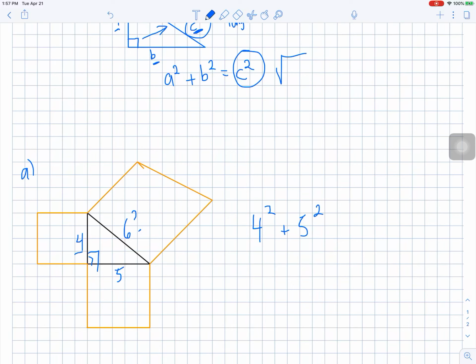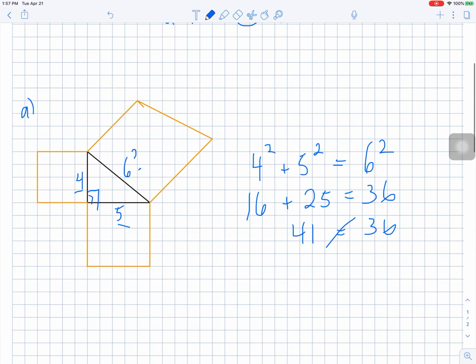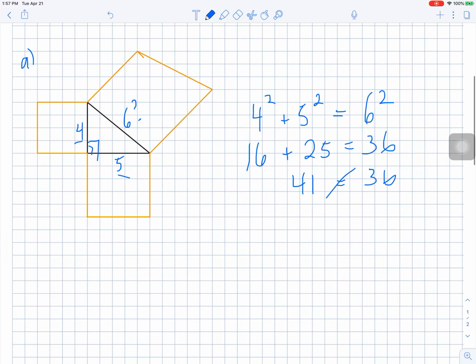If we go 4 squared, so I grabbed this one, plus 5 squared, that one, should equal 6 squared. So let's try it. 16 plus 25 equals 36. Does that work? No. We got 41 equals 36. It doesn't equal. It's not going to work. Right? So let's go to B.